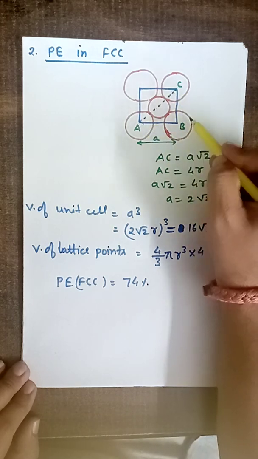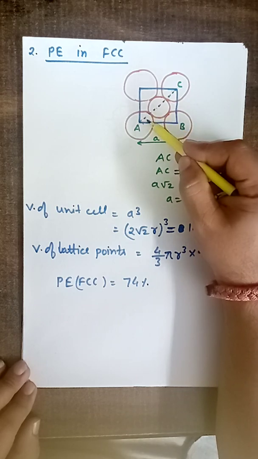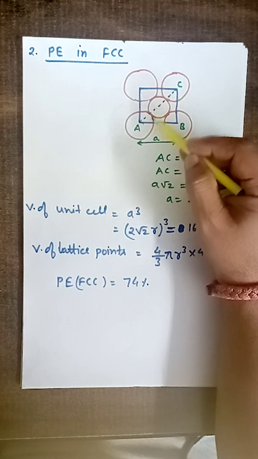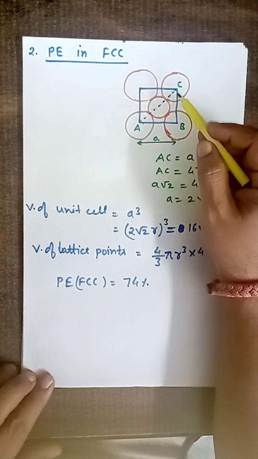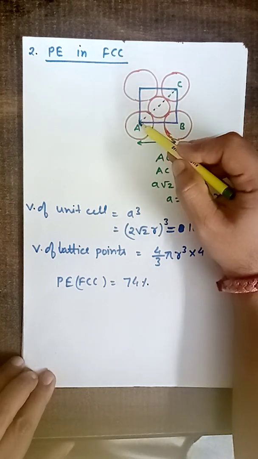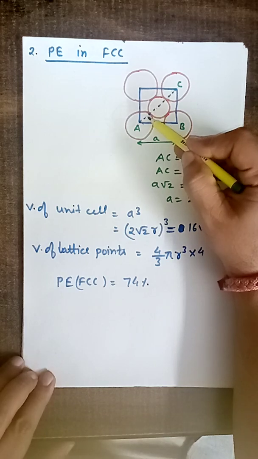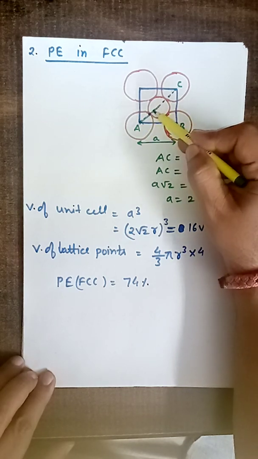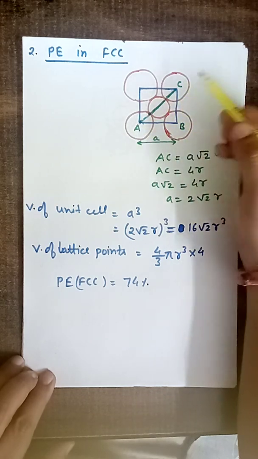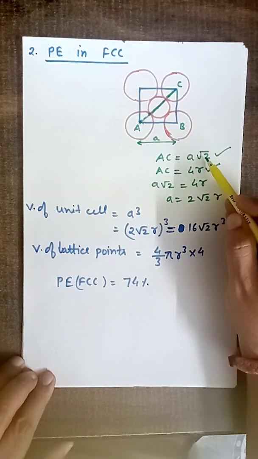Now once again, distance AB is small a, edge length. So in this diagram you can see that distance AC, when we use Pythagoras theorem, can be given as a√2. And once again look at the diagram AC. From this point to this point, this is distance r, radius of atom. Then it is again r, radius of atom. This is again r, and this is again r. So in total AC equals 4r, and AC equals a√2 as per Pythagoras theorem.